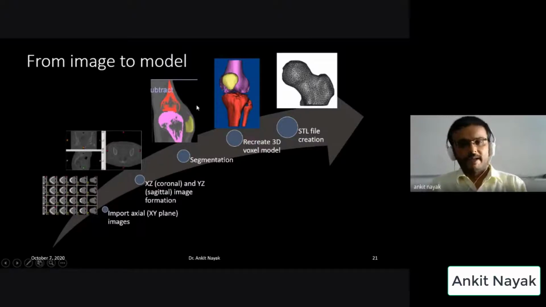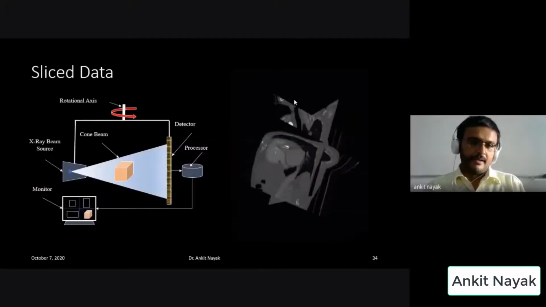Then we can do the segmentation by applying the relevant grayscale value to the different body parts, and then from that mask we can generate the voxel model, and then after that we can generate the STL file. So this is the process of how we can generate the STL file from the patient-specific data.